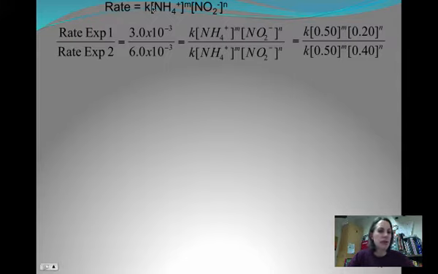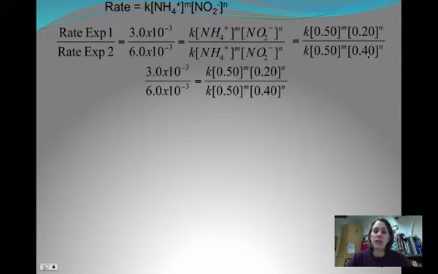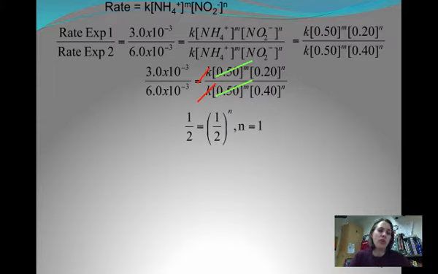So I plug in my rates right here. I plug in my concentrations over here. And then it's pretty easy to see what is going to cancel out. The K's cancel out, and the concentrations of ammonium cancel out. And from here, then, it's pretty simple math. I plug it in my calculator if I need to, but 1/2 is equal to 1/2 raised to an n power. And so if that's the same, then n has to equal 1. So that's first order reaction, we say.